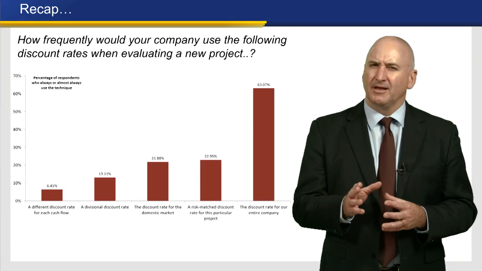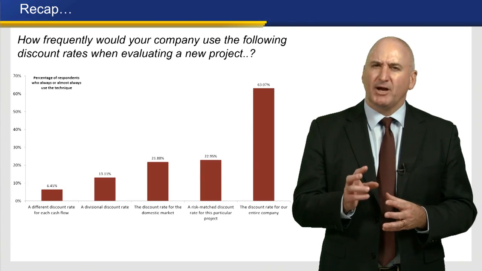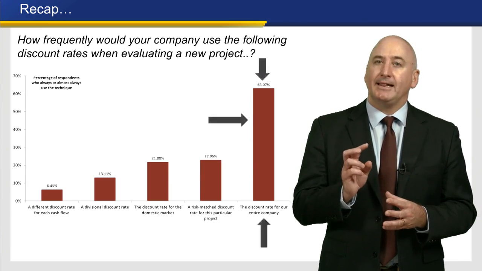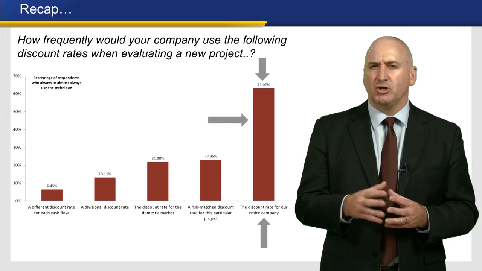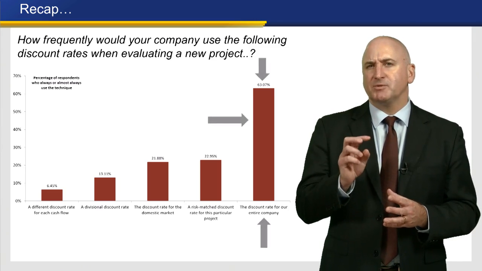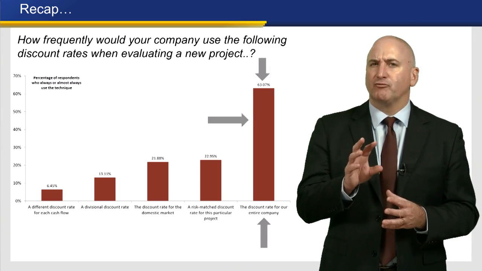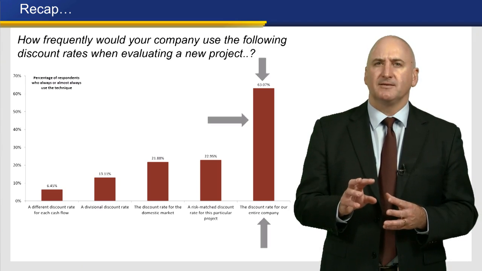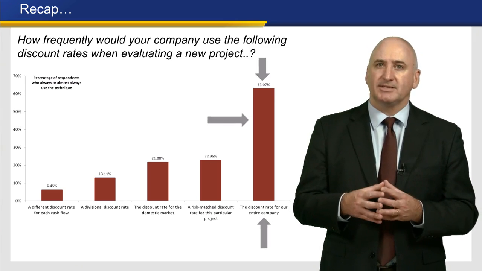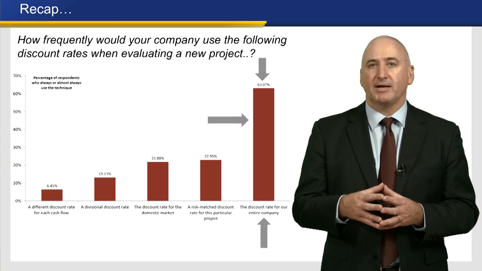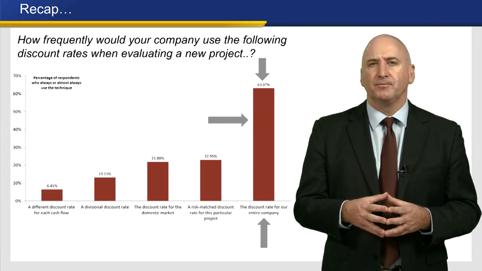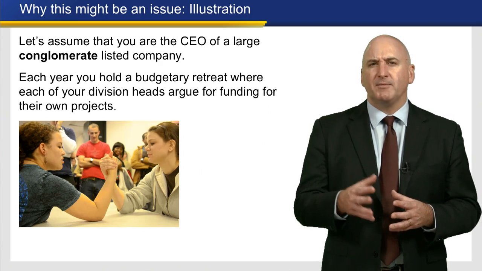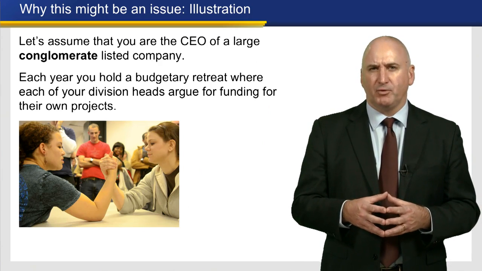However, survey evidence demonstrated very clearly that firms had a clear preference for using a firm-wide discount rate when assessing new projects rather than a project-specific rate that reflected the risk of the project being assessed. Now, this led us to a discussion of the calculation of a firm's weighted average cost of capital. So why might this be an issue? Well, let's demonstrate the potential issue via an example.